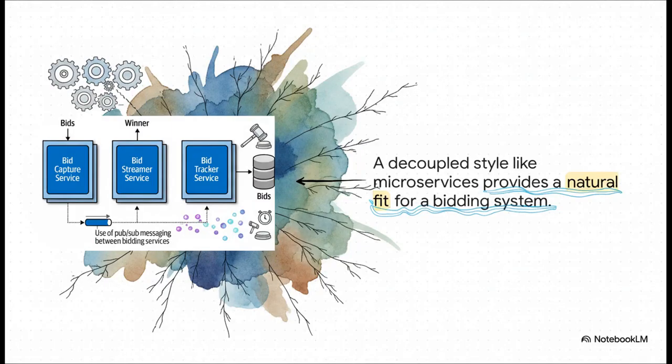And here is a perfect example. Look at this diagram for a bidding system. You have a bid capture service, a bid streamer, and a bid tracker. These are all separate, independent business tasks. A microservices architecture mirrors this perfectly by creating a separate, independent service for each of those jobs. The shape of the architecture just naturally fits the shape of the problem.